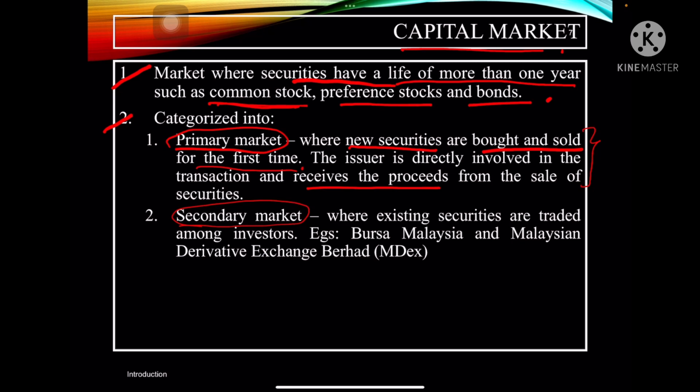Normally they advertise how many ringgit of shares are being offered, for example at the bottom of the receipt when you take money from the ATM machine. That is what we call the primary market. I repeat, the primary market refers to securities bought and sold for the first time. The company does not trade its shares with the public yet. The secondary market is where existing securities or shares are traded among investors.